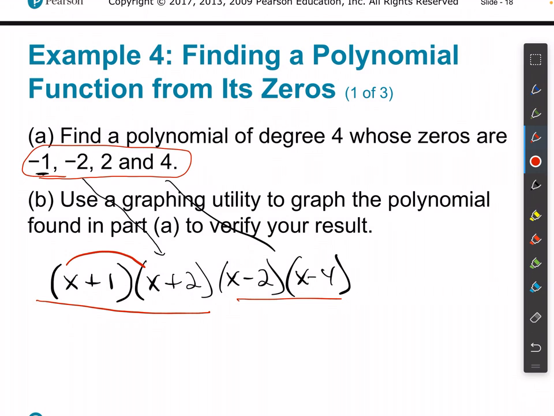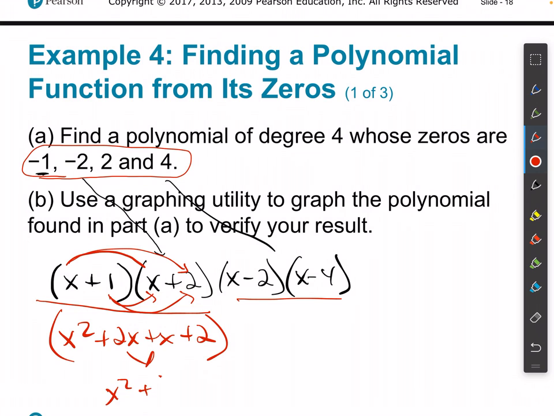So we have x times x, which is x squared. X times 2, which is positive 2x, right? And then 1 times x, which is just x, and then 1 times 2, which is plus 2. All right, so we have that guy. And then we want to multiply this guy by the product of this one. This could be simplified, by the way, to x squared plus 3x plus 2.